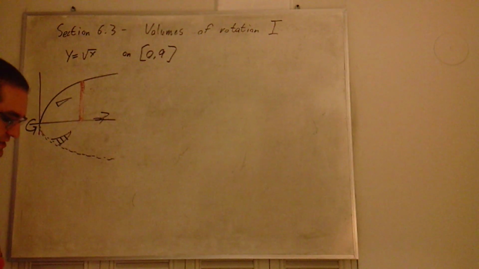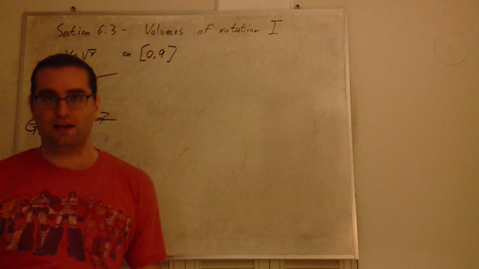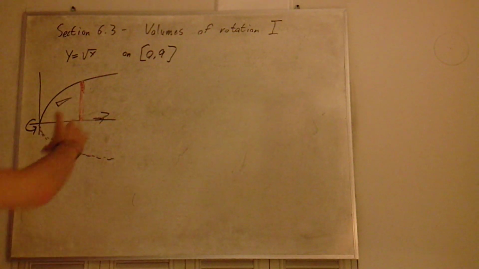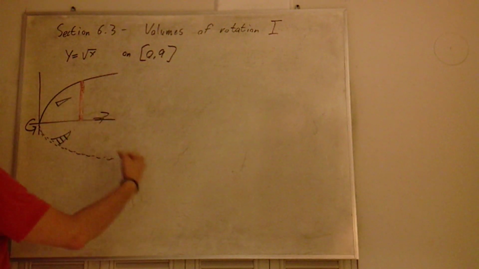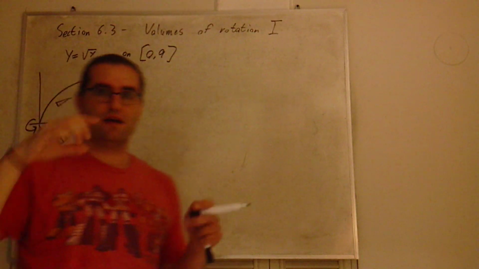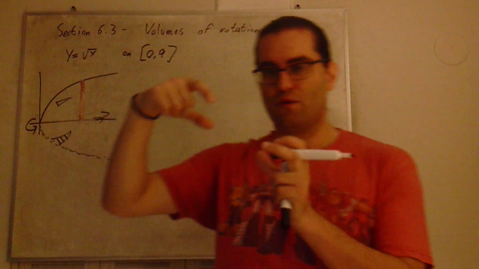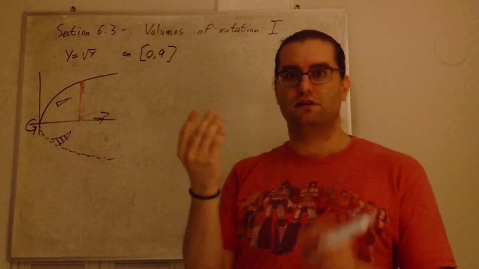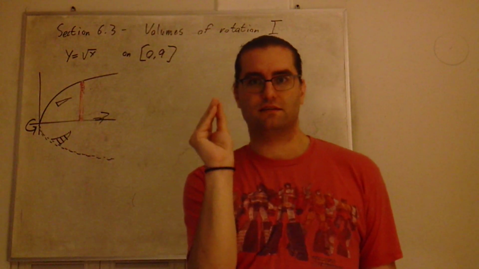The big difference is, now, instead of finding the area of this piece, I'm going to take this piece and spin it around the x-axis. And when I spin that rectangle around the x-axis, it's going to create a thin little disc.